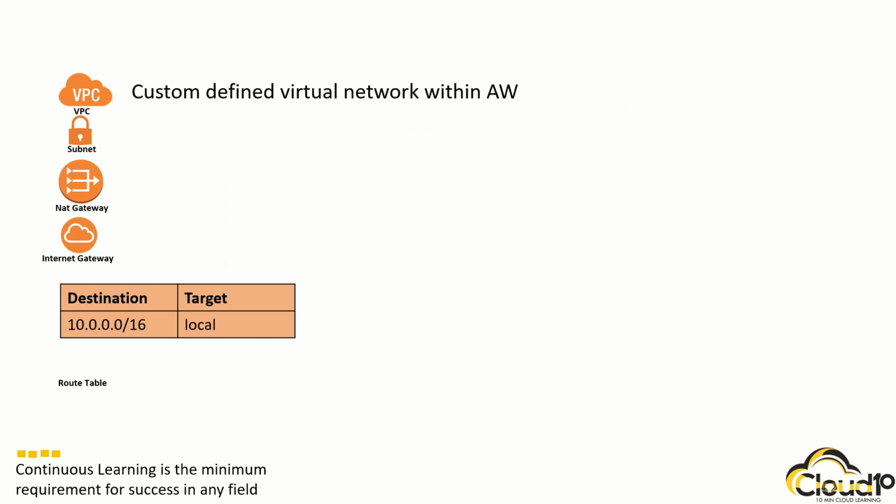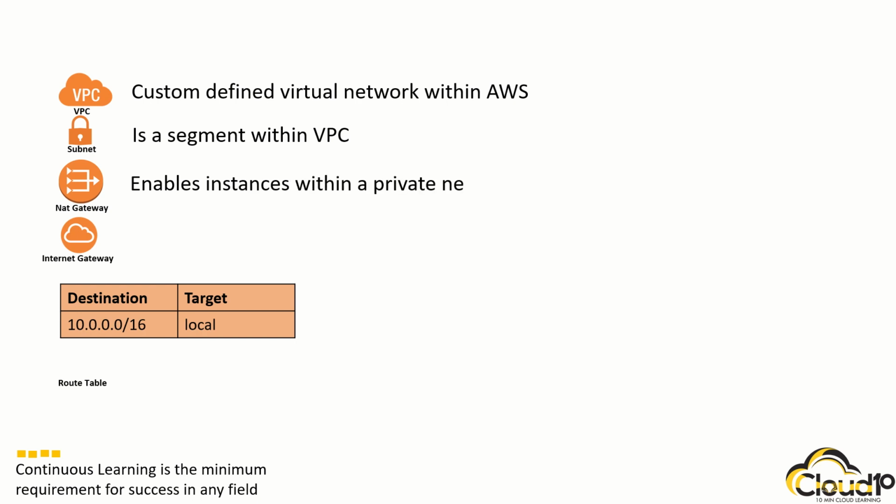So virtual private cloud is a custom defined virtual network within the AWS cloud. It helps in provisioning our own logically isolated section within the AWS. A subnet is a segment of an Amazon VPC's IP address range where you can launch Amazon EC2 instances, Amazon relational database services, and other AWS resources as well.